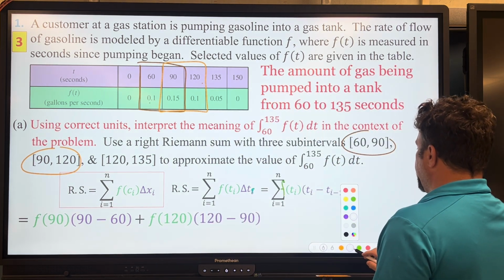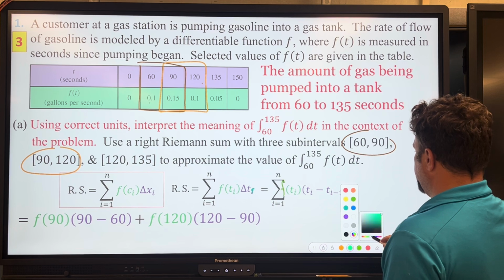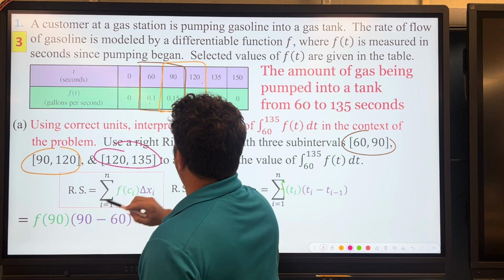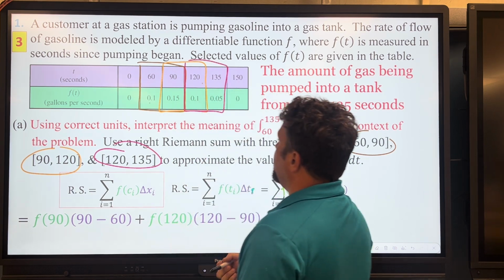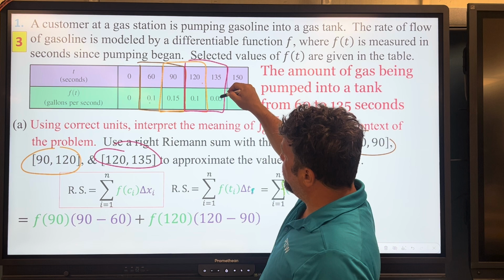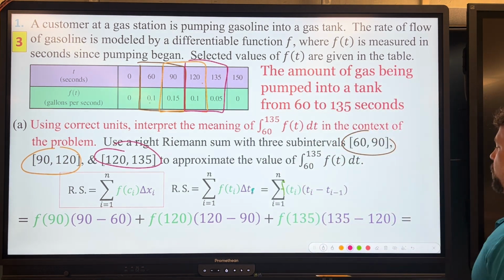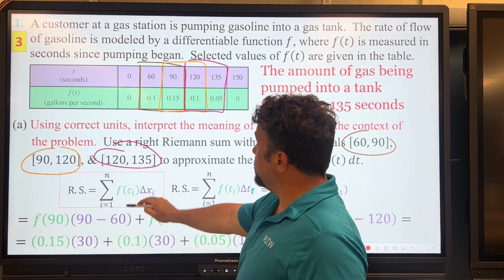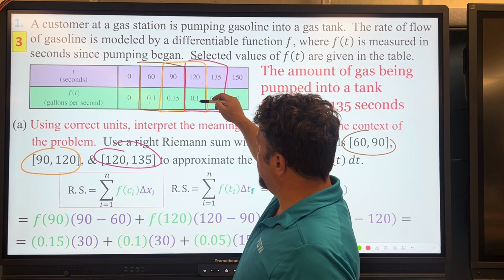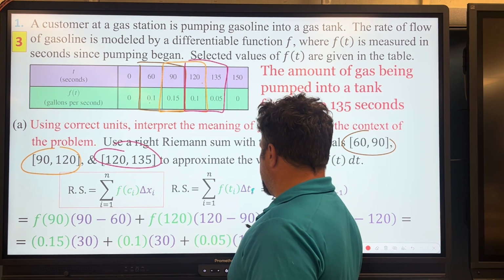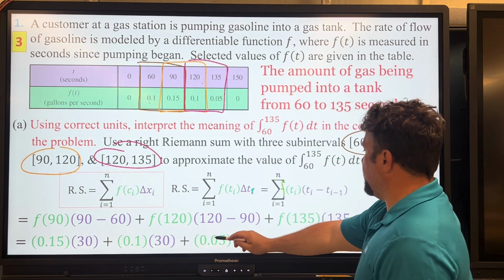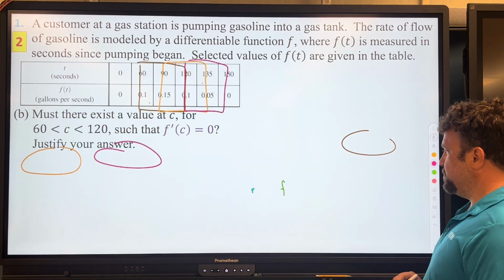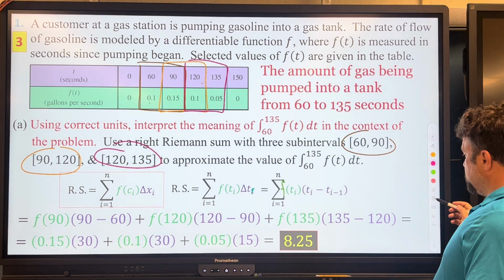All right, and then we got our third box right here, which is 120 to 135. So that's going to be f of 135 times 135 minus 120. F of 90 is 15 times 30. F of 120 is 0.1 times 30. F of 135 is 0.5 times 15. Multiply them all together, and you get 8.25. All right? And that's your answer. That's all there is to it.